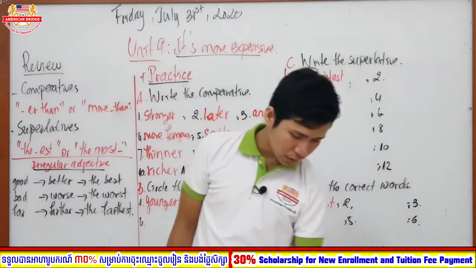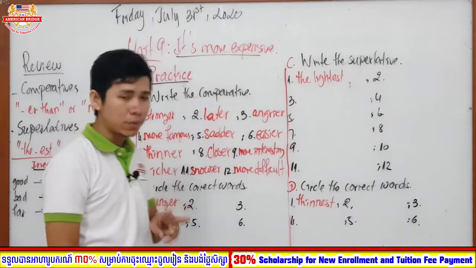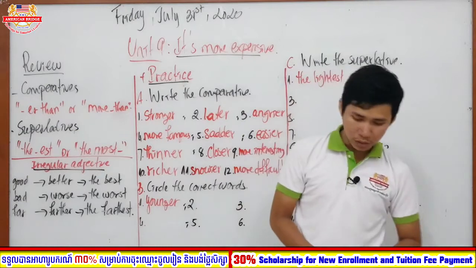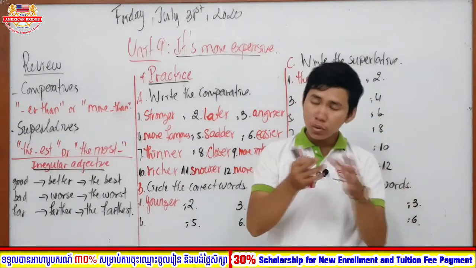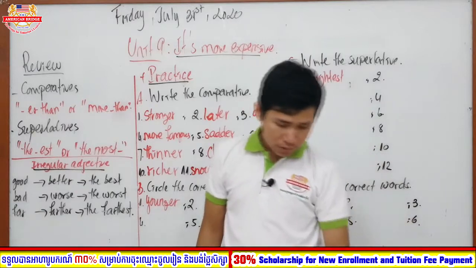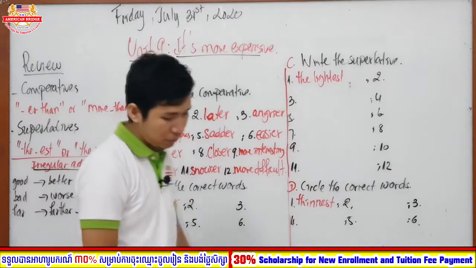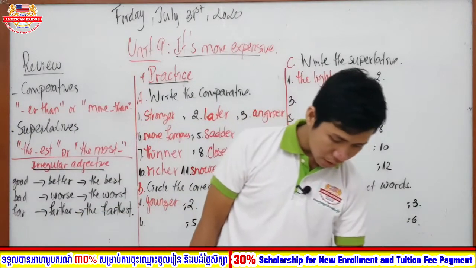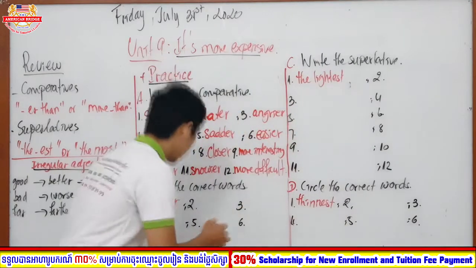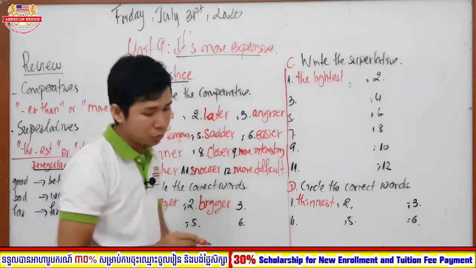Section B is about circling the correct words. Here we have two words for you to circle, and you think about which one should be circled, according to the comparison between two things. Number one gives you the example, the word they chose is younger. Let's move to number 2. The earth is bigger or smaller? Very good, the earth is bigger than the moon.